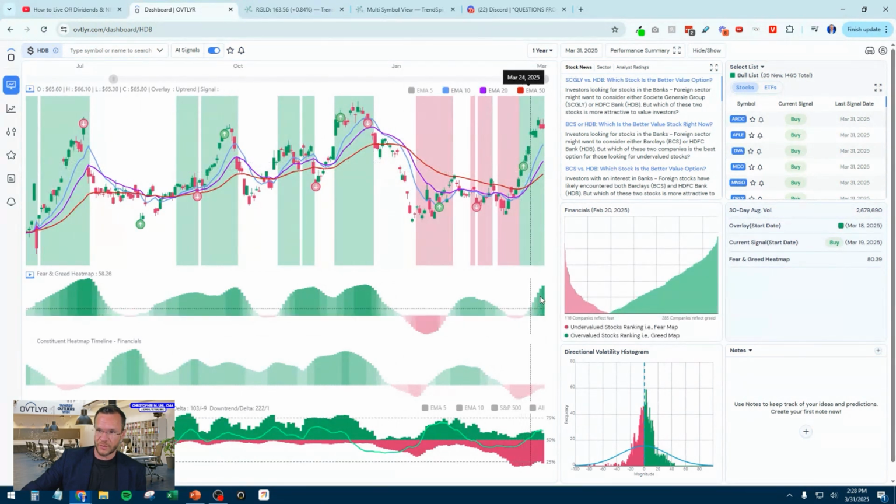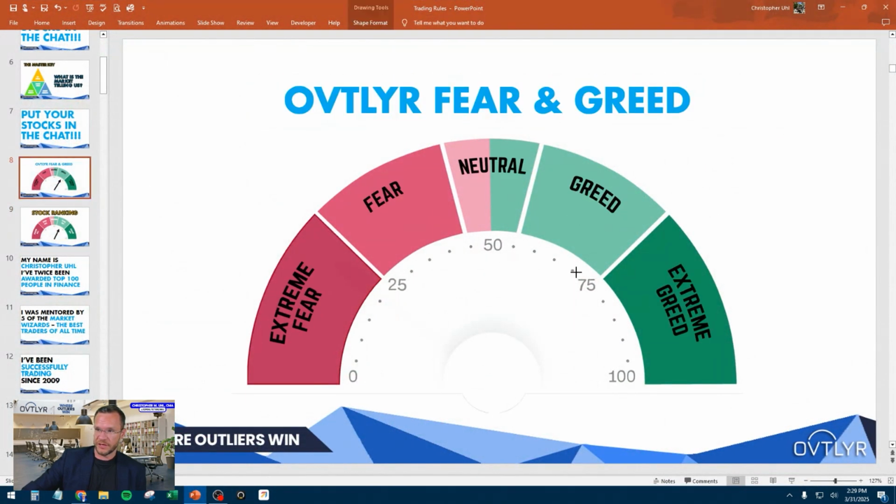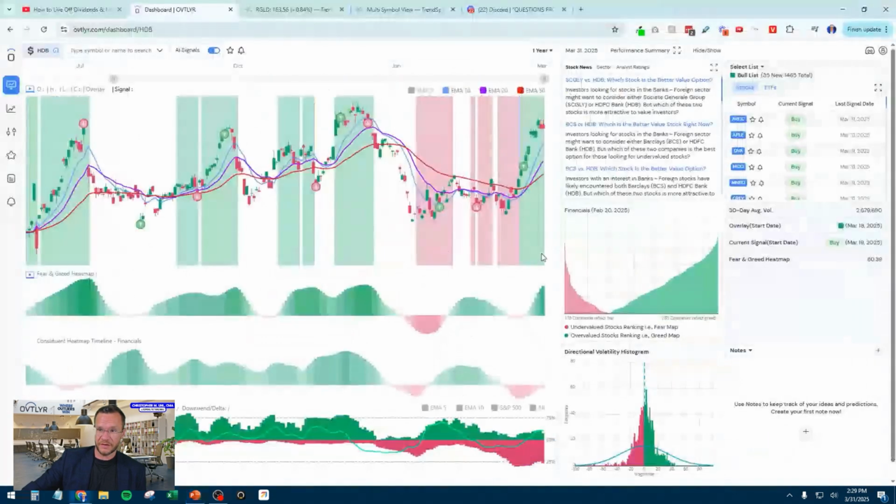We can see it's getting way more greedy. This is what you're looking for, right? A buy signal within an uptrend as the stock is getting more greedy. That's where you want to be. It's currently sitting at 80 on the fear and greed heat map. So that's going to move it over into the extreme greed category. So I might be looking to take off some profits on this one, on HDB.